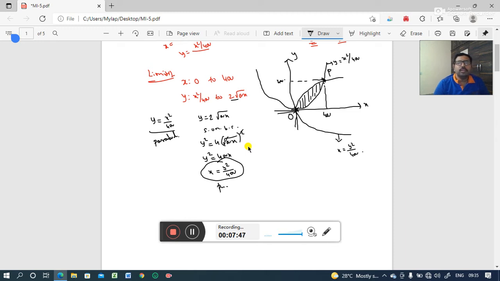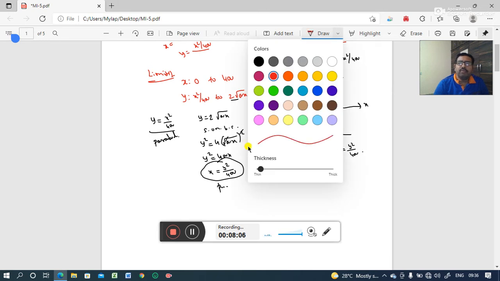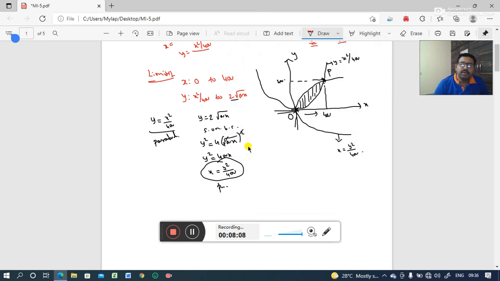Okay, then if you identify the limits, x limits is 0 to 4a, meaning in the given data they have directly taken x limits on the x axis, and for y limits they are depending on this curve. So how to choose y limits? For y limits you write a vertical strip which is parallel to the y axis.